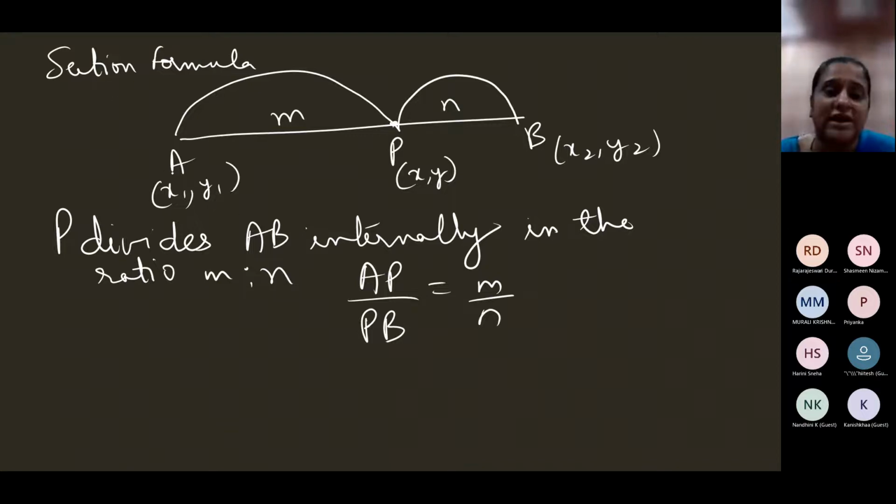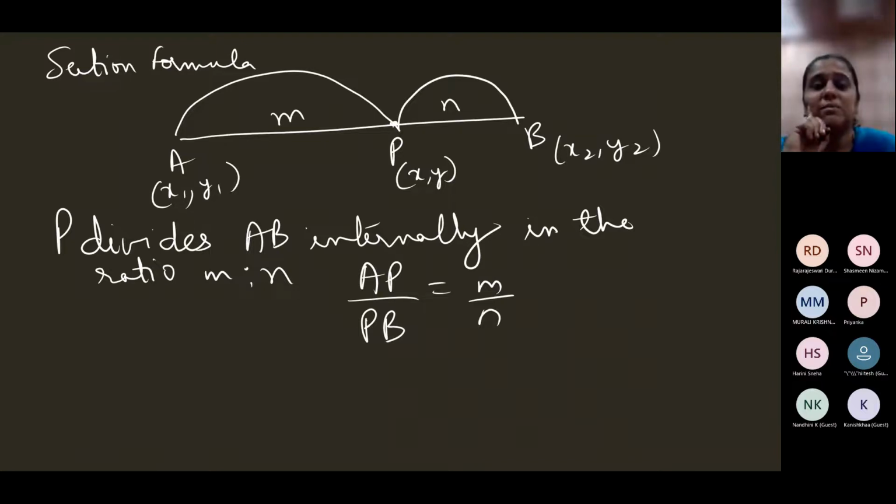And you should also know the address of A and B. You should know the values of X1, Y1, X2, Y2. Only then you can use the section formula. Like to find the area of a rectangle, you need the length and the breadth, similarly, to use the section formula, you need the ratio and also the address of the endpoints A and B. Then with all this information, you can find the address of P.